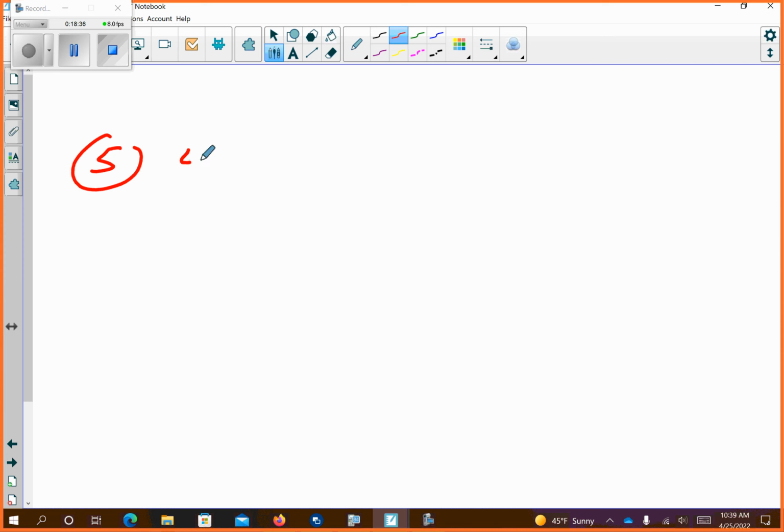All right. 4 to the -2. What do you think this would rewrite as, not having a negative exponent? Very good. 1 over 4 to the second. What is 4 to the second? Good. There's my answer.